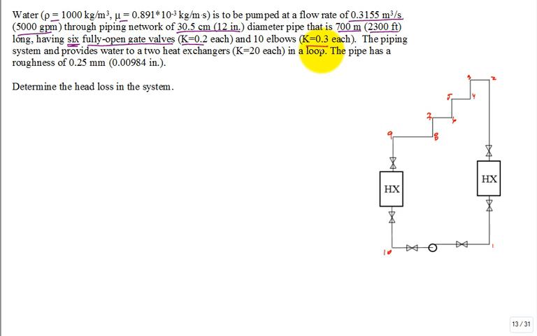The piping system provides water to 2 heat exchangers, and this one has a loss coefficient of 20, and this has a loss coefficient of 20, because basically once you're in the heat exchanger, it's a complicated flow path. Typically they have a manifold to distribute it and collect the flow in multiple different passages, and you're trying to promote heat transfer, and so you're tumbling the flow over surfaces. You want it to be turbulent, so this has a loss coefficient of 20. Then they give you the roughness of the pipe.